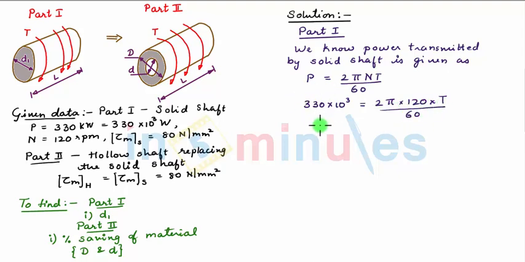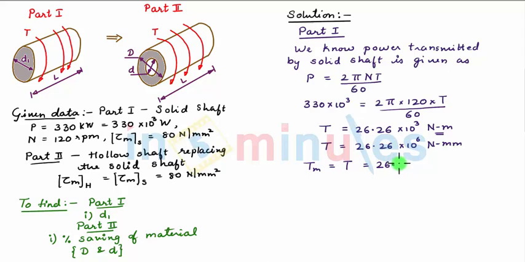So upon solving this, we get the value of torque T as 26.26 into 10 to the power 3. The unit will be Newton meter. So converting into Newton mm, we have torque T is equal to 26.26 into 10 to the power 6 Newton mm. Since nothing is mentioned about maximum torque, we consider maximum torque Tm is same as that of mean torque T, which is equal to 26.26 into 10 to the power 6 Newton mm.